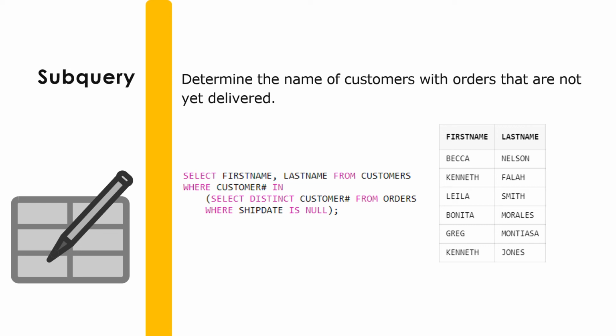And then in our outer query, we are selecting the first name and the last name from our customers table for which the customer number appears in the results of our inner query. And in our output, these are the names of the people with orders that are not yet delivered.